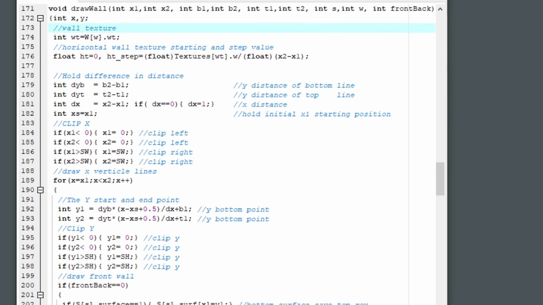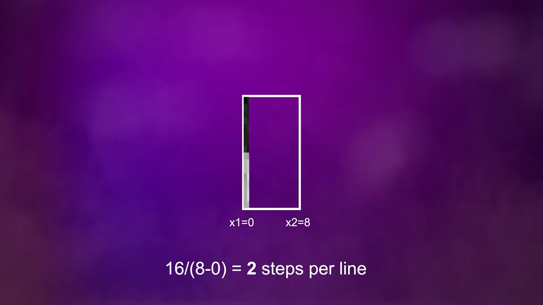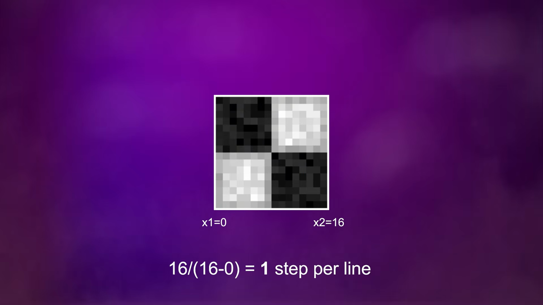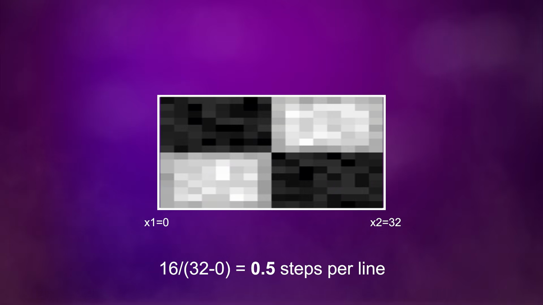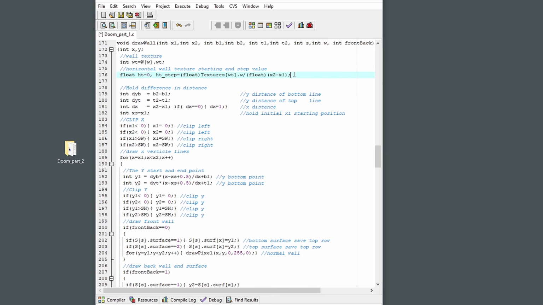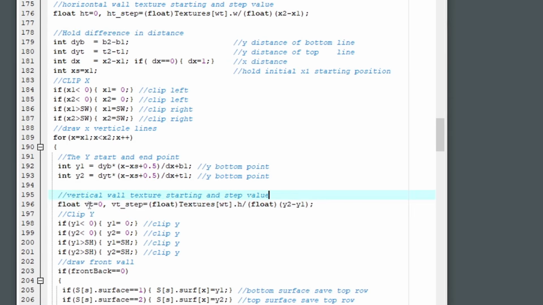So let's plug in some numbers to test this theory. If the distance equals 8, we step 2 times per line. 16 is perfect, 1 step every vertical line. 32, we take half a step every line, and so on. The vertical line is the same, just make sure to update the variable names and the y distance.